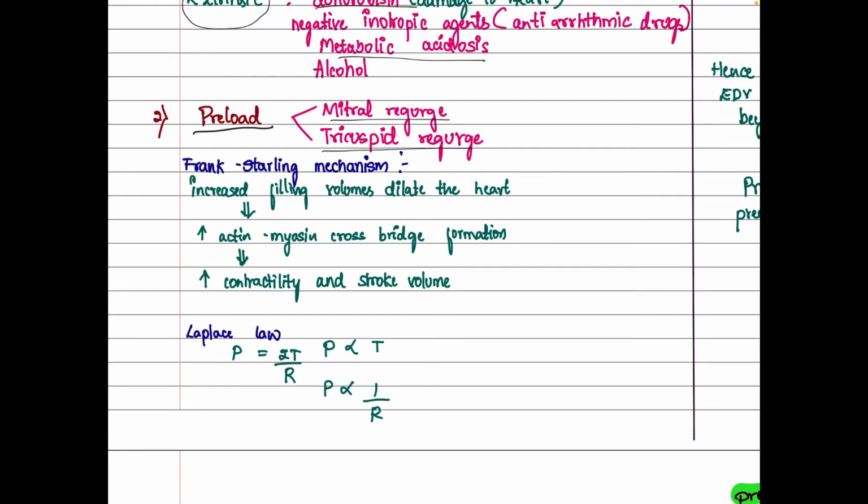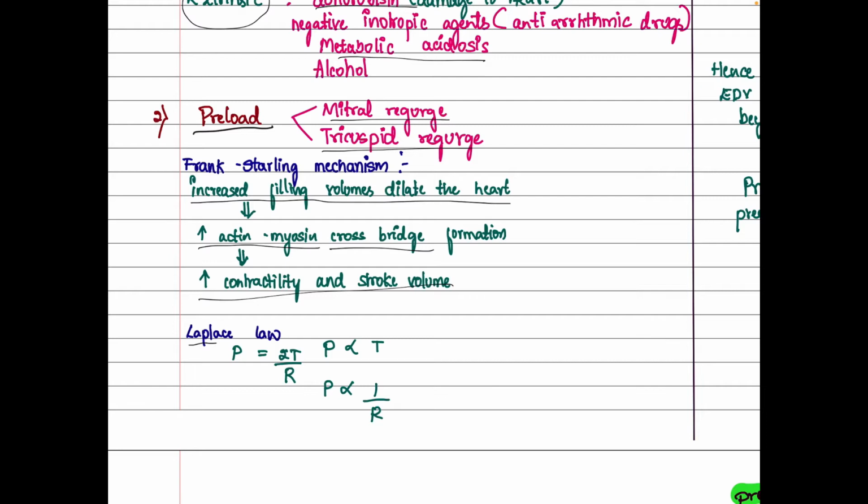What happens during increased preload? Let's see now. As per the Frank Starling mechanism, an increase in filling volume dilates the heart. That is, increasing a slight amount of volume dilates the heart. This increases actin myosin crossbridge formation, and this leads to an increase in contractility, and stroke volume increases. This is for a small amount and small duration of time.